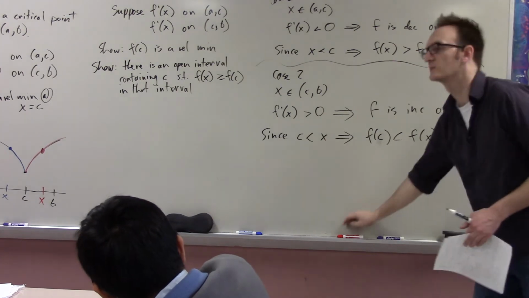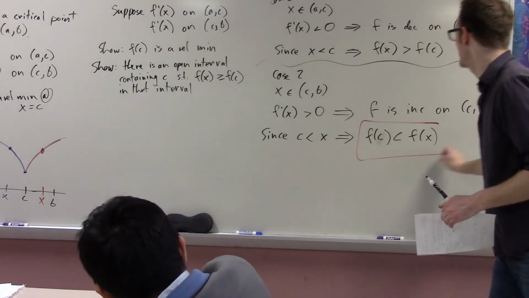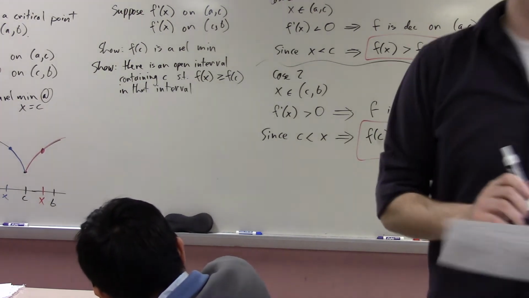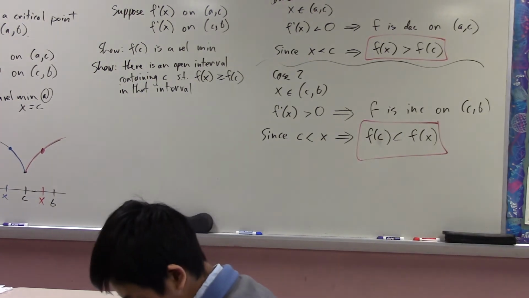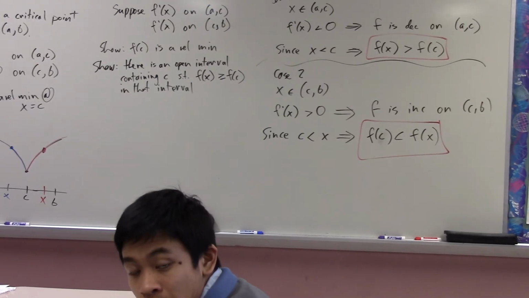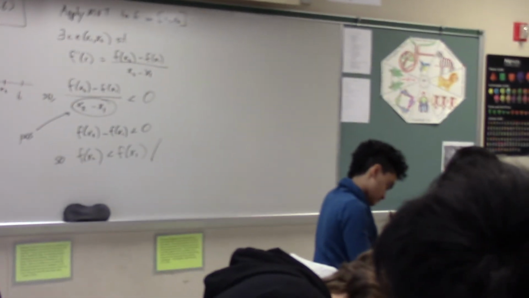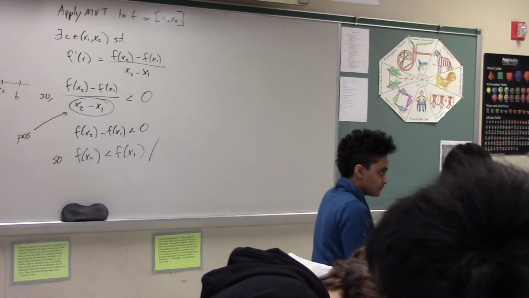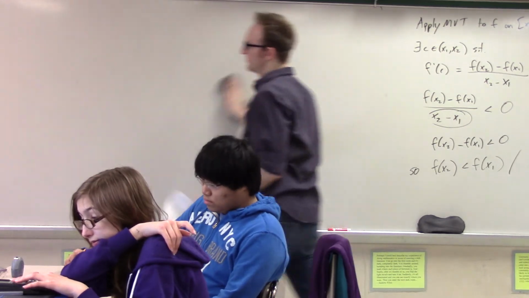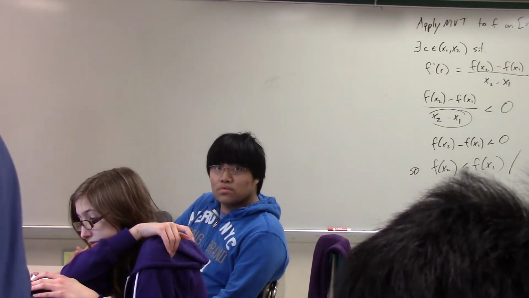Okay? But in either case, I have shown that the points that are around f of c are bigger than it. Okay. That is the first derivative test. It's another thing that's a little bit obvious. You're going to use the first derivative test probably 200 times this semester. It comes up again and again because proving that a function has a relative min at a particular place is one of the basic things that you do in calculus.